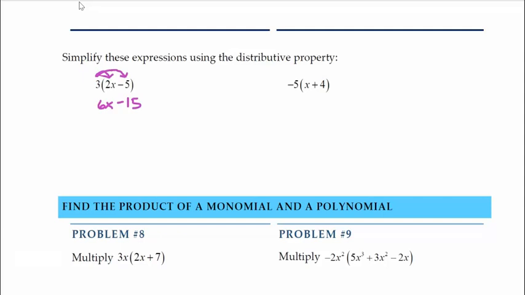And similarly here, just be careful if you have a negative number that you're distributing through, make sure you remember to distribute that negative to both as well. So here I'd have -5x and then -20. Right, so -5x minus 20 would be what we have there.